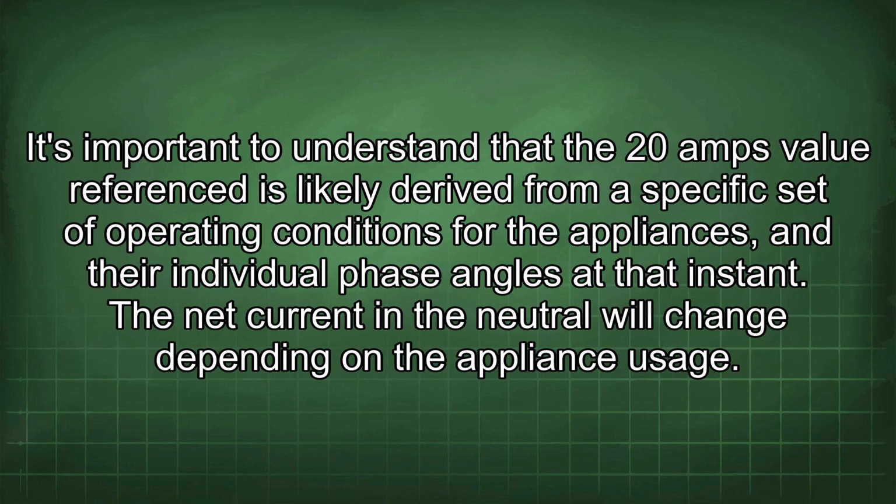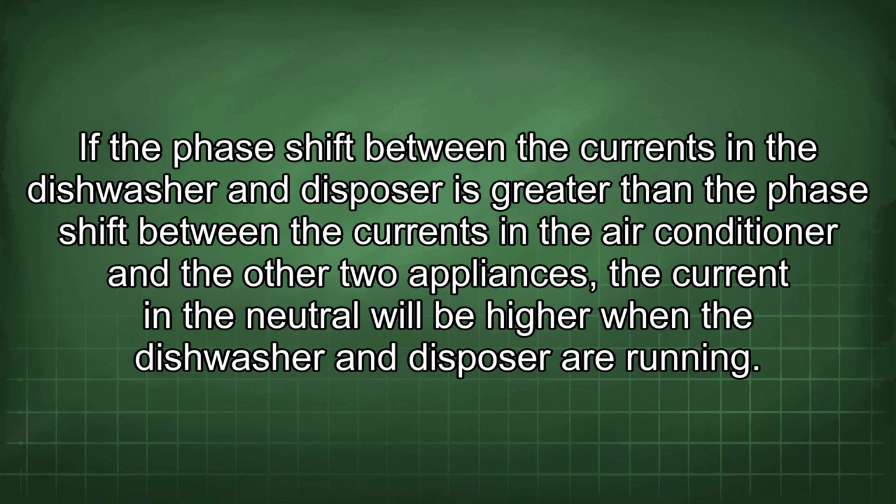It's important to understand that the 20 amps value referenced is likely derived from a specific set of operating conditions for the appliances and their individual phase angles at that instant. The net current in the neutral will change depending on the appliance usage. If the phase shift between the currents in the dishwasher and disposer is greater than the phase shift between the currents in the air conditioner and the other two appliances, the current in the neutral will be higher when the dishwasher and disposer are running.